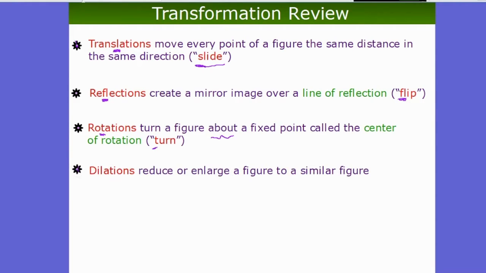Our final one is the dilation. This is used to reduce or enlarge a figure to a similar figure. It's used to create a proportional image. A dilation will either make an image smaller or larger, but in proportion. So translations, reflections, and rotations create congruent figures, whereas dilations create similar figures.